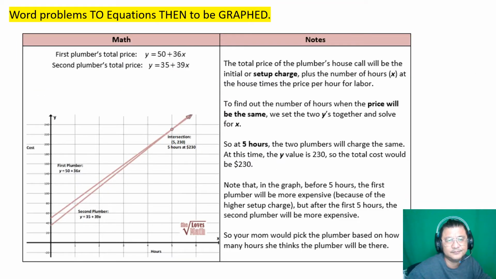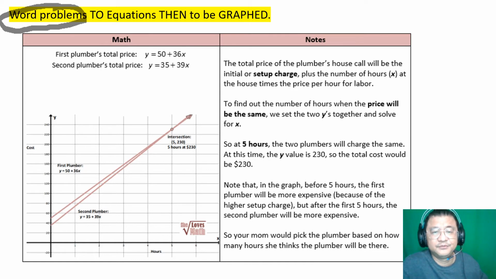Okay. Now, sometimes problems will be written as word problems. That's the difficulty for some of you. Now, let's read the following. The total price of the plumber's house call will be the initial or setup charge plus the number of hours x at the house times the price per hour for labor. Okay, if you look at this, plumber 1 and plumber 2. Plumber 1 has a rate of $50 first and $36 per hour. Plumber 2, you have to pay him $35 first and then $39 per hour.